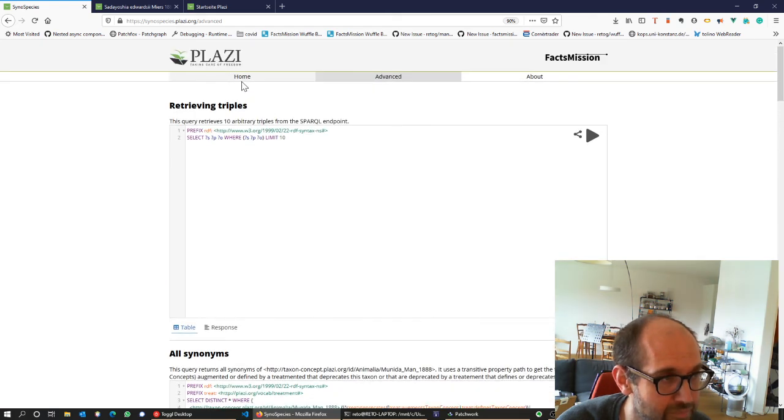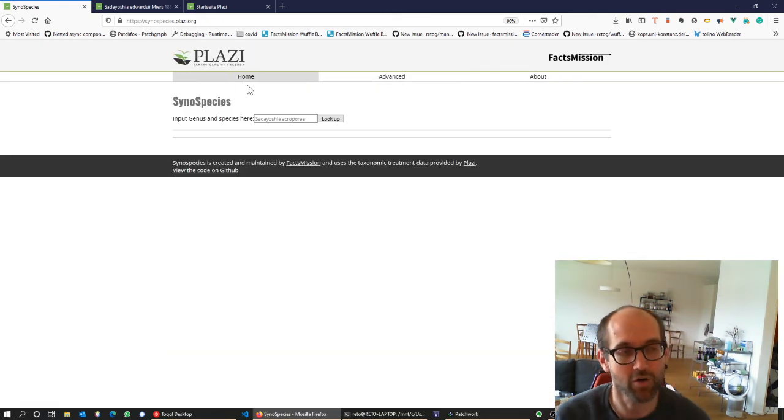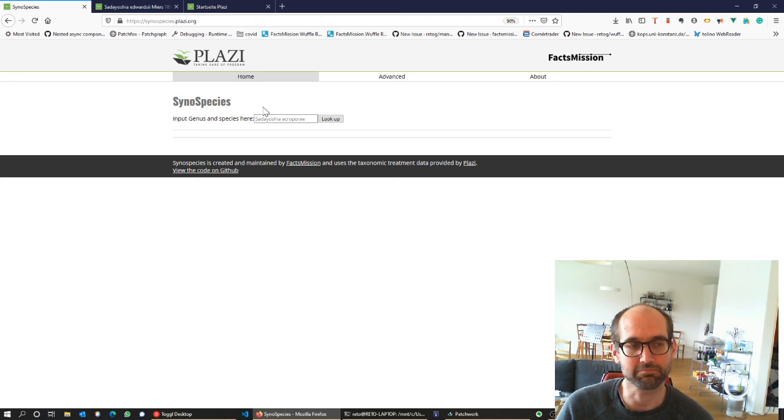But this simple interface also creates SPARQL queries and interacts with the backend exactly the same way. So this application here is just running in the browser, accessing the SPARQL endpoint provided by the Swiss Confederation, which contains the Plazi data.